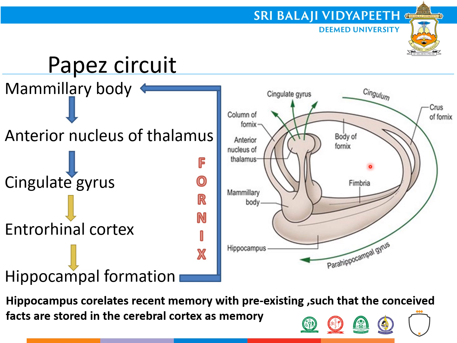So this is a circuit which helps in correlating the recent memory with the older ones. The hippocampus, through the fornix, projects into the mammillary body, and from the mammillary body there are projections into the anterior nucleus of the thalamus, from where it reaches the cingulate gyrus, the entorhinal cortex, and thereby again into the hippocampal formation. So this circuit is what is called the Papez circuit.